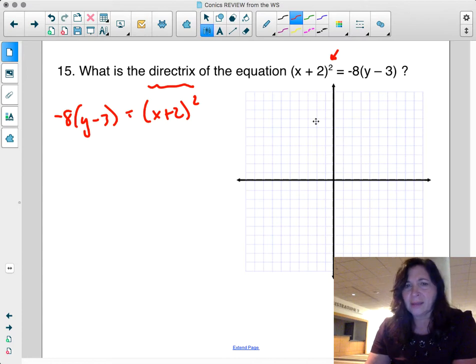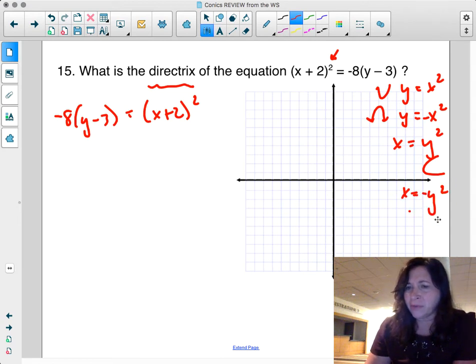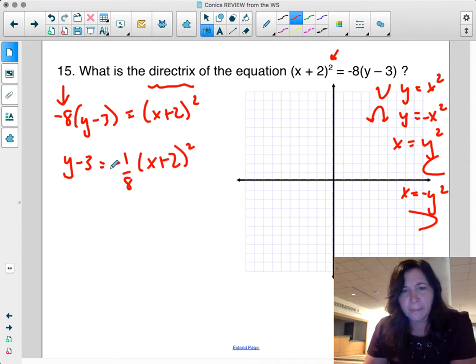I personally like my equations to be with an x squared term on the right. So if it's y equals x squared, it goes up. If it's y equals negative x squared, my graph is going to go down. If my graph is x equals positive y squared, my graph is going to go to the right. If I have x equals negative y squared, my graph is going to go to the left. So in this case, I need to move this negative 8. So I'm going to divide both sides by it, and I'm going to get y minus 3 equals negative 1/8 times the quantity x plus 2, quantity squared.